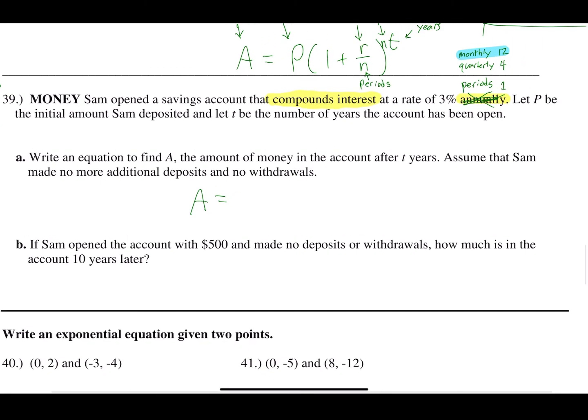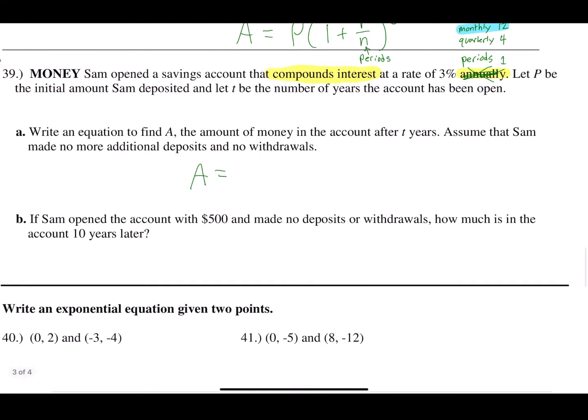So principal, let's see, are they going to give us a principal? If Sam opened the account with $500, there's our principal, initial amount, times 1, which is 100%, plus the interest rate, 0.03, 3%. And we said monthly, not annually. So we're dividing this into 12 chunks, 12 months. And how many years are passing?